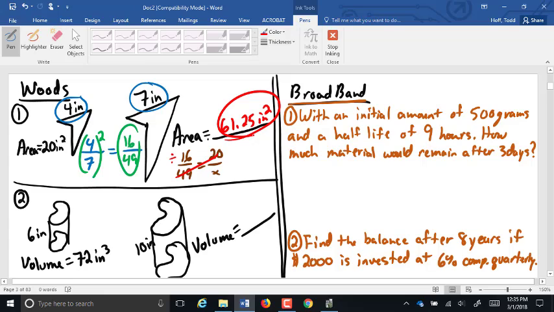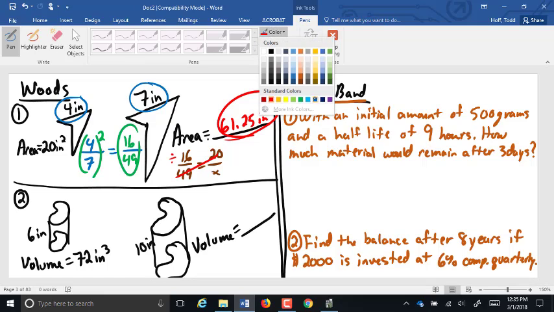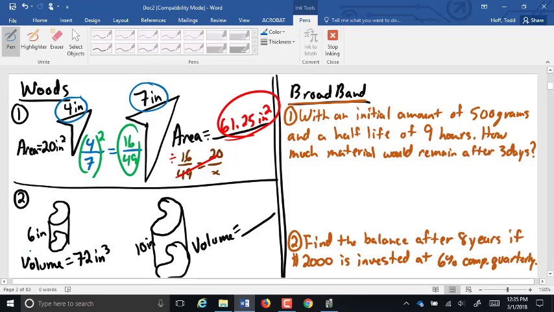Okay. The second one, we have a ratio of lengths there of what? Well, the ratio of lengths would be 6 to 10. We can reduce that if we want to, what? Careful. 3 over 5. There you go. 3 over 5.